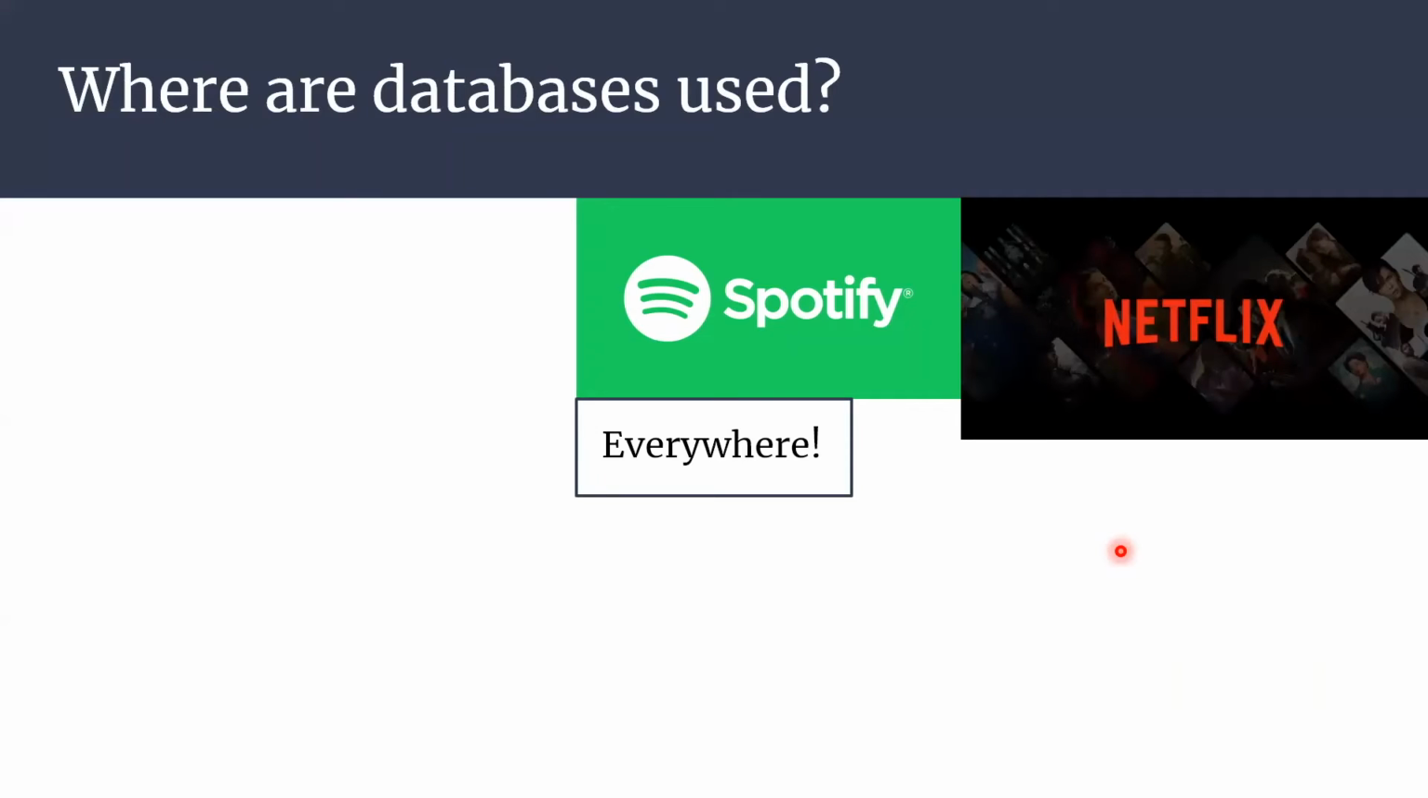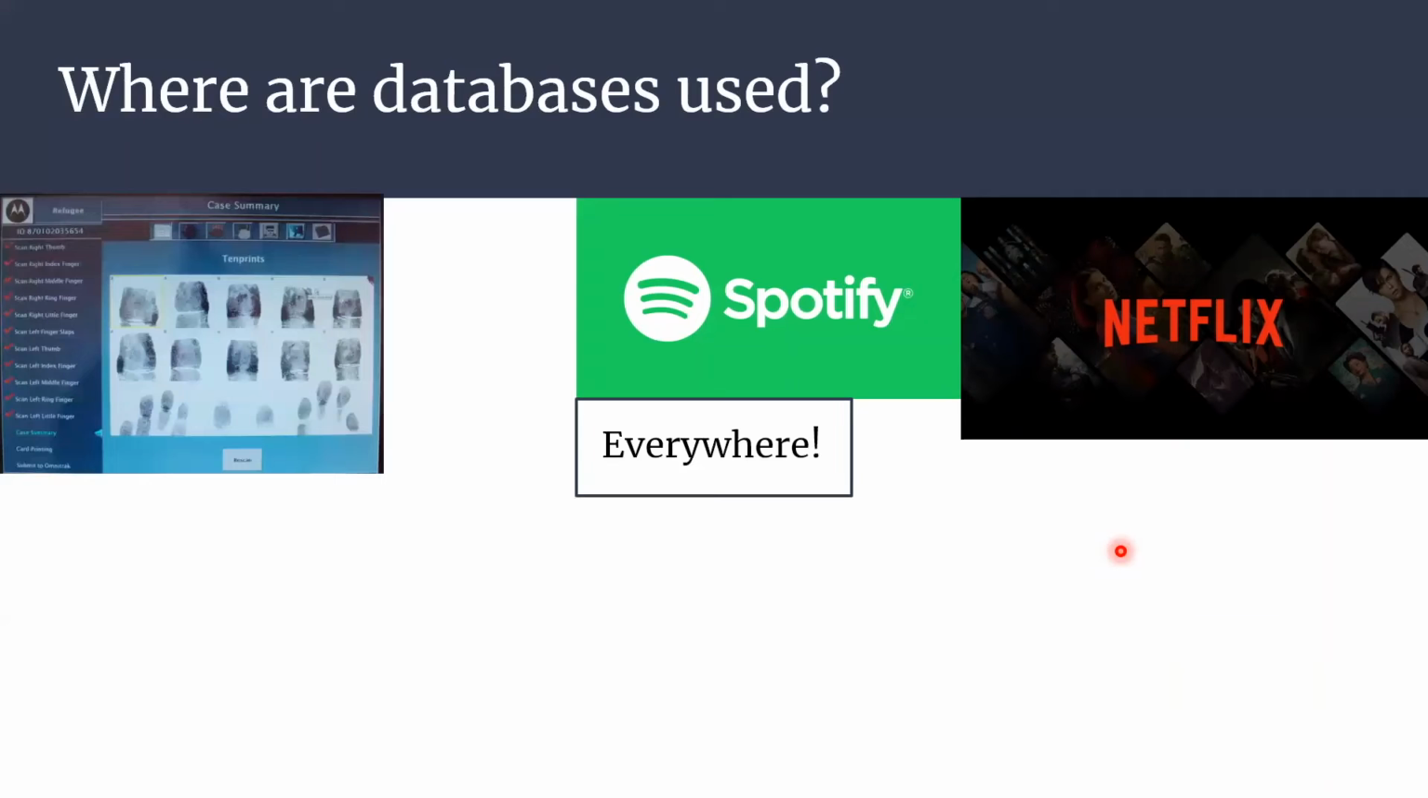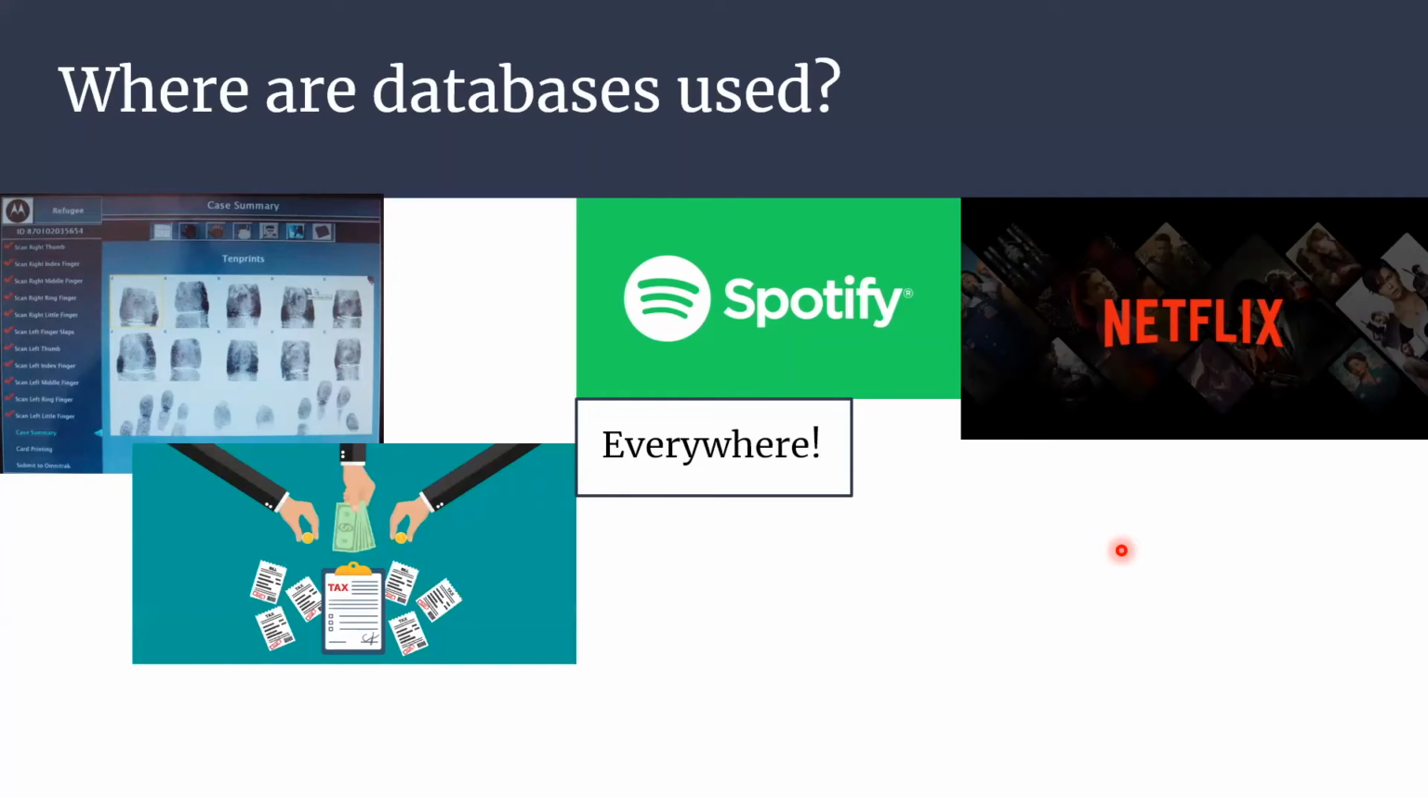Netflix, just like Spotify, stores information about what people watch, the shows that they have, and the ratings that people give. The police force also uses databases. So if they find a fingerprint at a crime scene, for example, they can match that fingerprint to one that they already have in the database to figure out who it belongs to. The government uses databases to store information about people, the taxes that they pay, things like that.